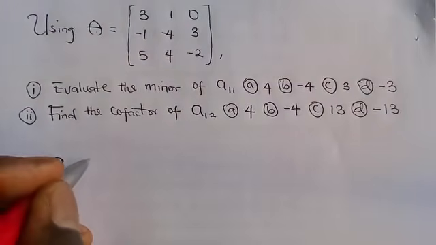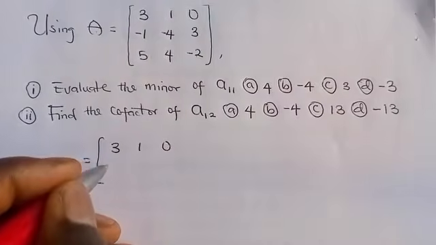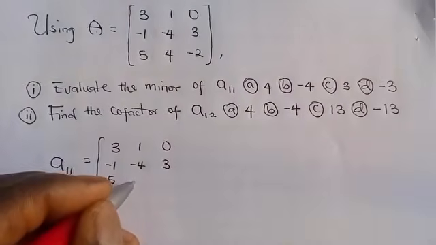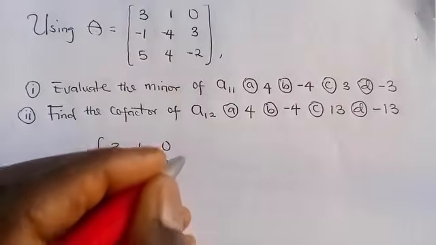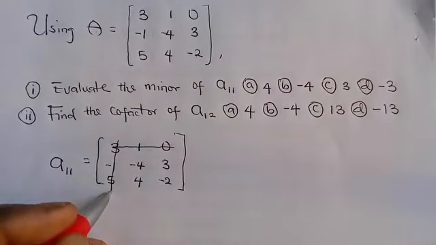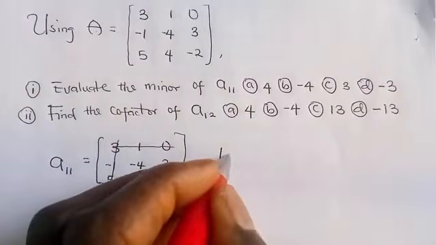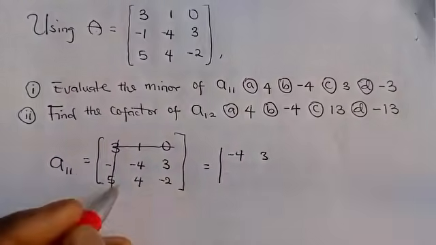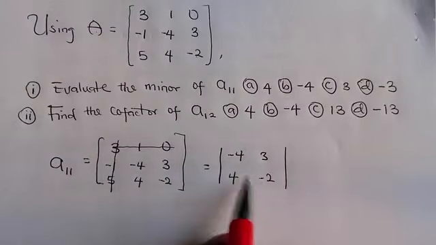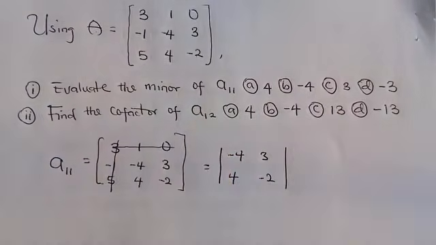So for A11, if we bring our matrix back, the given matrix A, 3, 1, 0, minus 1, minus 4, 3, 5, 4, minus 2. When we delete row 1 and then column 1, the submatrix that we have left is what? Minus 4, 3, 4, and minus 2. So the determinant of this submatrix is the A11 that we are asked to find here.